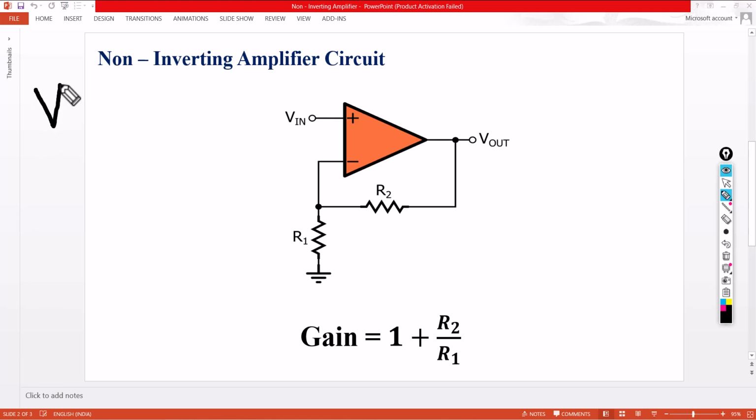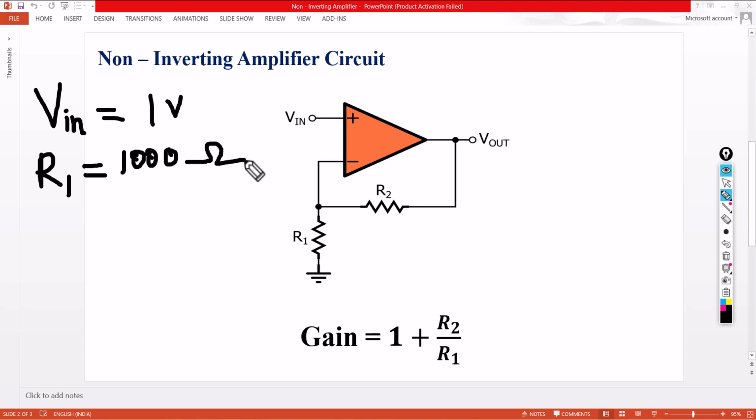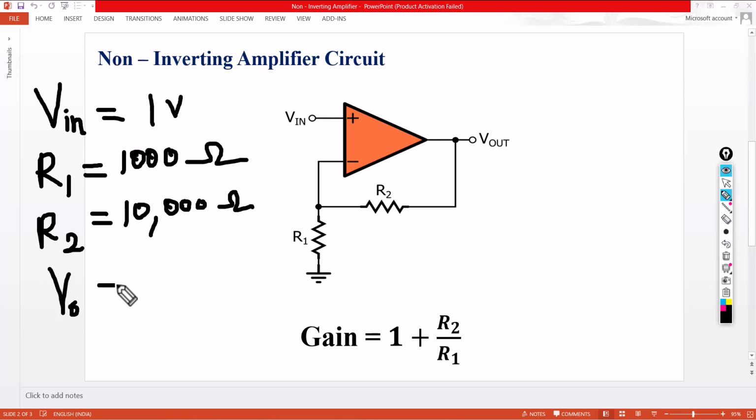Let us consider my input voltage is 1 volt and I'm taking the resistance R1 as 1000 ohms and my feedback resistance R2 is 10,000 ohms. Then what will be the output voltage? It's very simple.